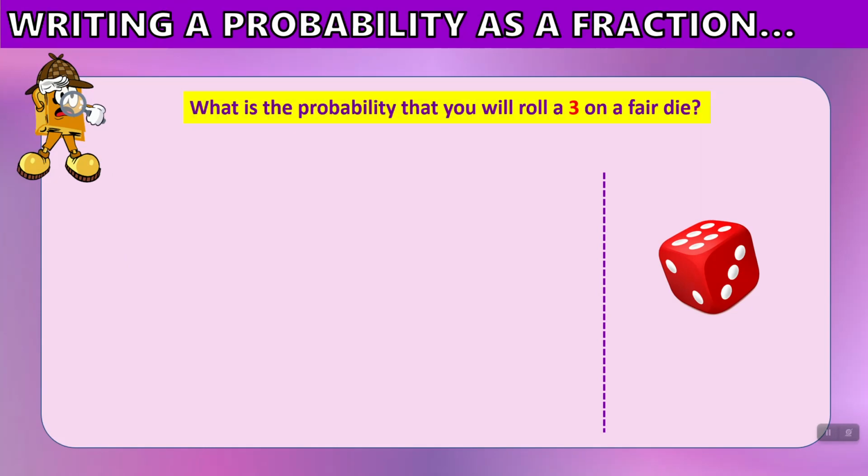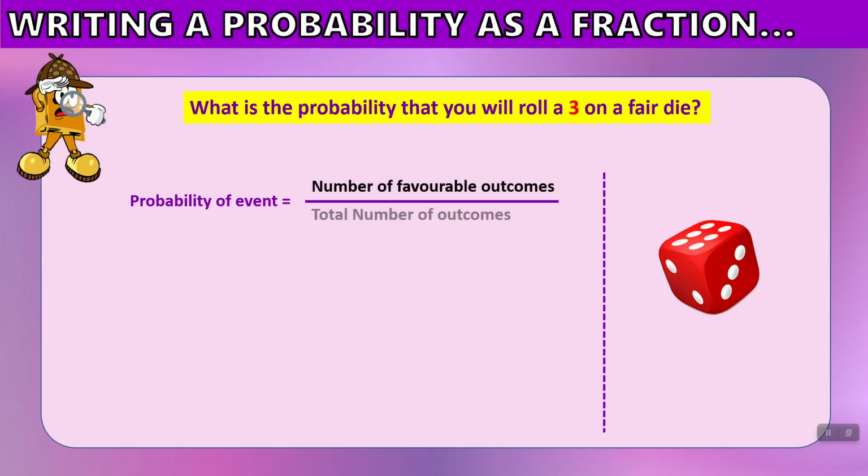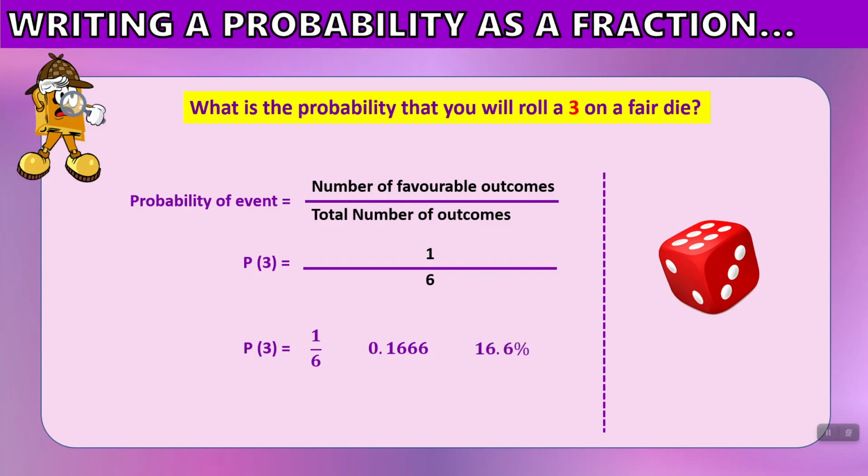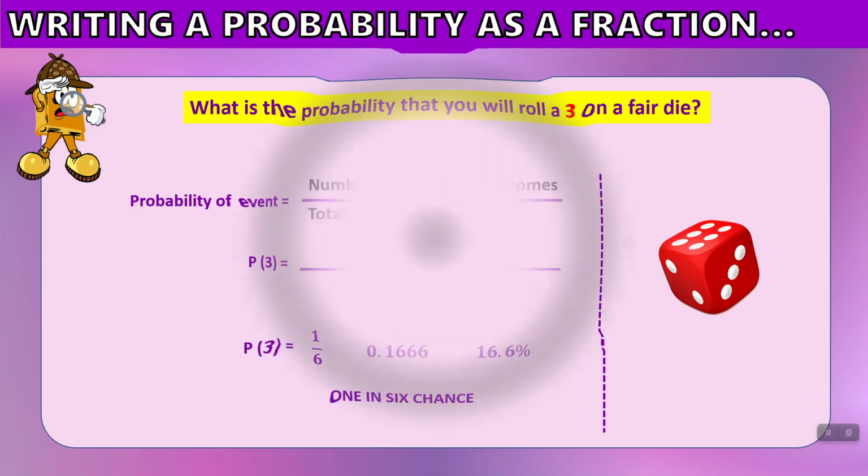Let's look at this. What is the probability that you will roll a 3 on a fair die? And let's use the formula we just learned. The probability of any event happening is the number of favorable outcomes divided by the total number of outcomes. Well, if we use this P with 3 in brackets, we mean the probability of getting a 3 is equal to how many faces have the number 3? Well, we know there's only one face with the number 3, and so a 1 goes right here. Divided by how many total faces are there? We know there are 6 on a die, and so we now have a fraction of 1 over 6. We can convert that into a decimal, 0.1666, recurring, or we can change it into a percentage, 16.66%, or we can say it in words, a 1 in 6 chance. This is how we write the probability of an event.